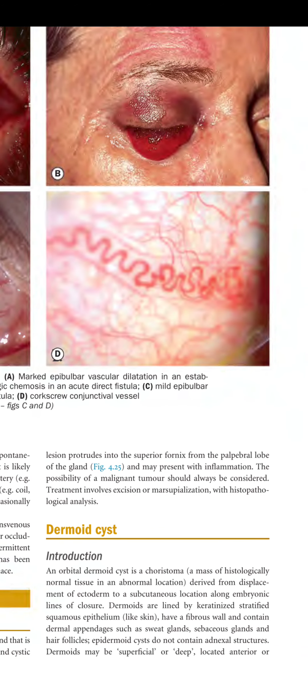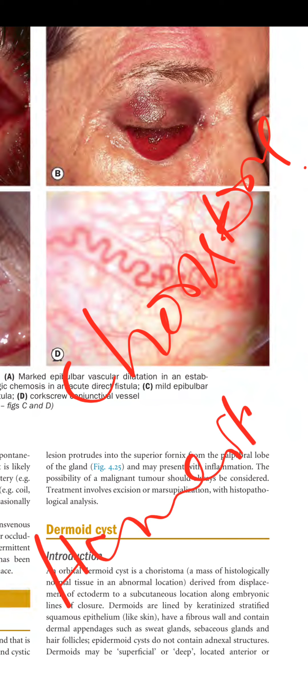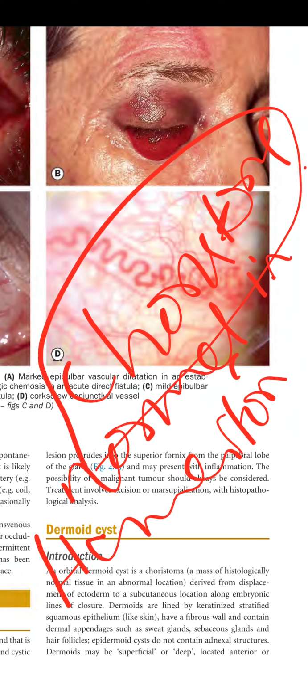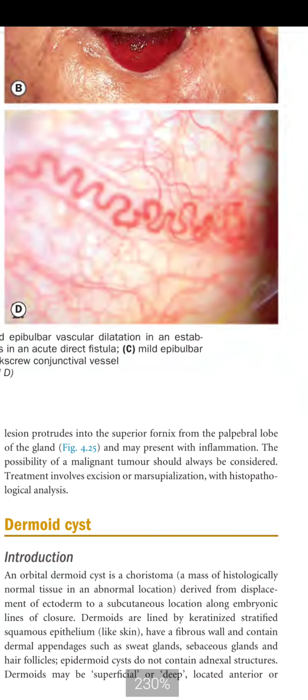There is a term choristoma and a term hamartoma. A choristoma is a term in which normal tissue is present in an abnormal location, whereas a hamartoma is an abnormal proliferation of normal cells. So, a dermoid cyst is a choristoma.